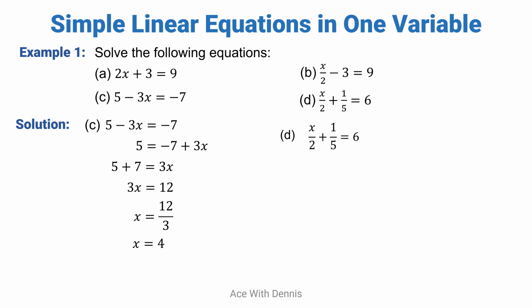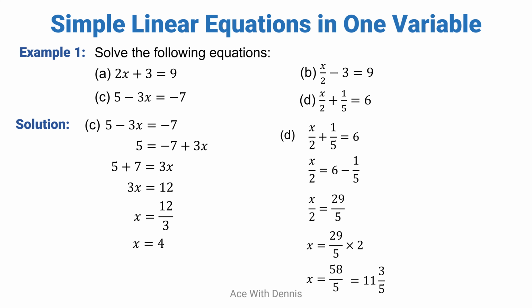So for D, x over 2 plus 1 over 5 equals 6. Don't be afraid of the fraction here. The same rules apply. So we move 1 over 5 to the right hand side, from plus to become minus. Hence, it is x over 2 equals 6 minus 1 over 5, which is 29 over 5. Then we move the 2 from left hand side to right hand side, becomes multiplication. So x equals 29 over 5 times 2. So the answer is 58 over 5, or changed to a mixed fraction, which is 11 and 3 over 5.